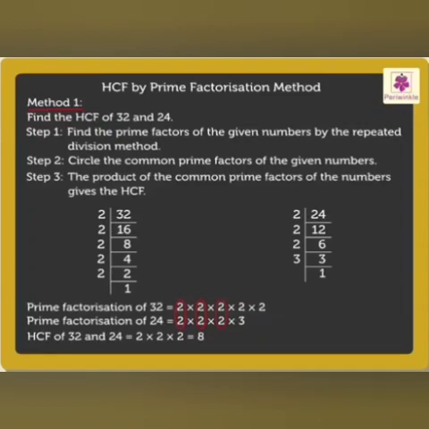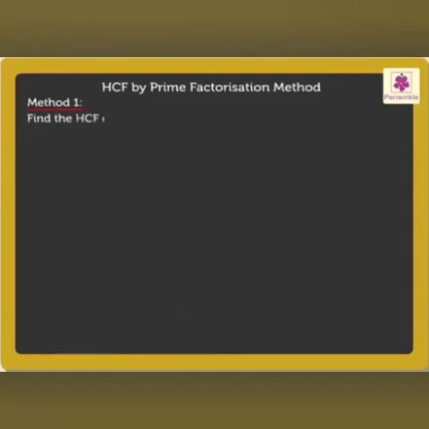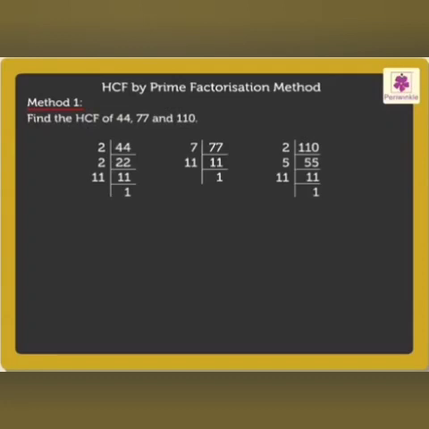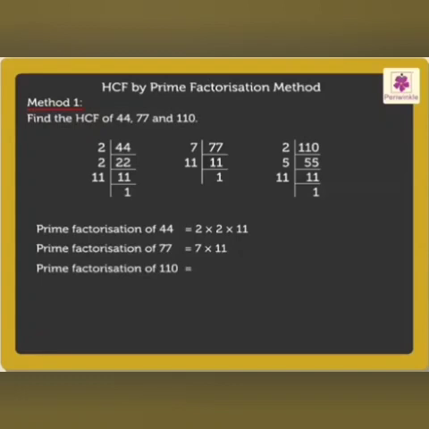Let us take another example. Find the HCF of 44, 77 and 110. First, we find the prime factorization of all these numbers individually by repeated division method. We get the prime factorization of 44 as 2 into 2 into 11, 77 as 7 into 11, and 110 as 2 into 5 into 11.